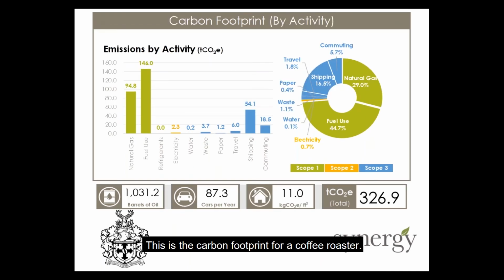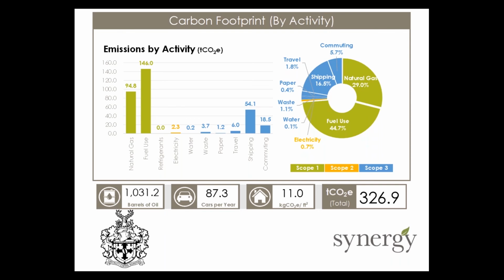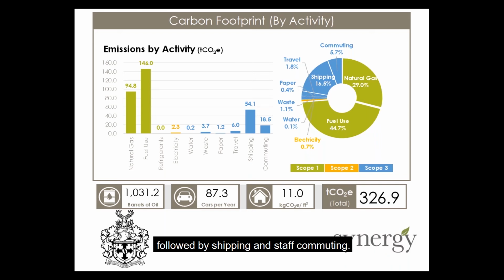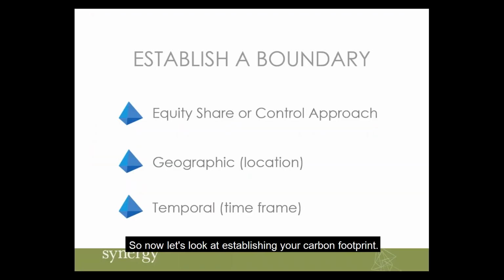This is the carbon footprint for a coffee roaster. You'll see that the two largest emission sources are natural gas and fuel, followed by shipping and staff commuting. So now let's look at establishing your carbon footprint.